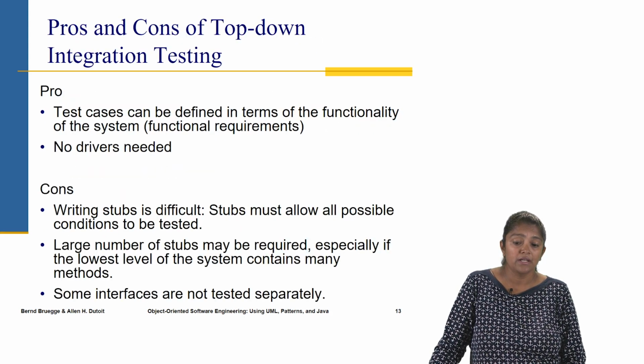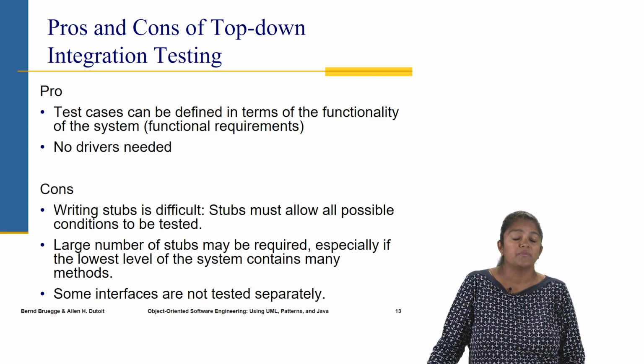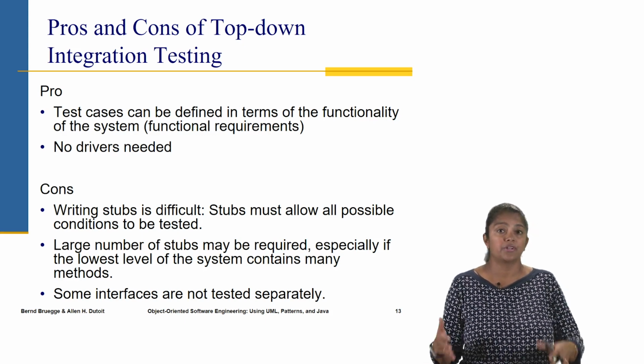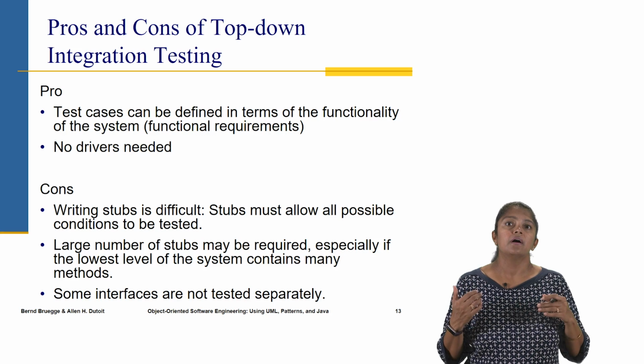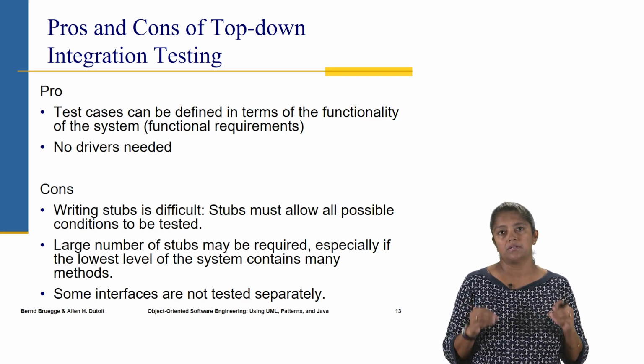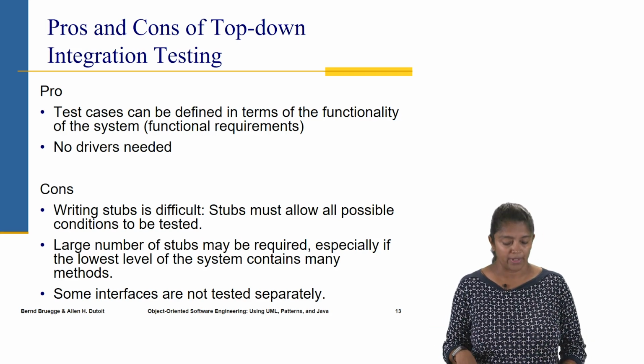But then having said that, top-down strategy is very useful for systems that are heavy on user interfaces, that are heavy on the functional requirements, and a lot of functional requirements where the user is interacting with them. So in those cases, this is a good strategy to go with.